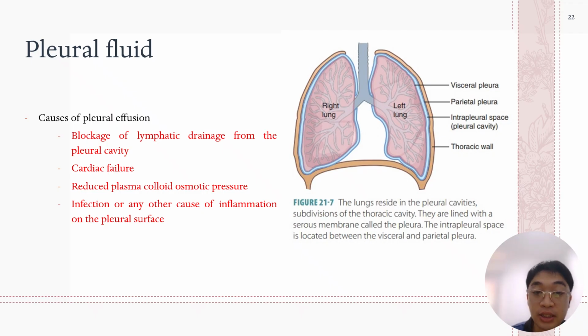There are multiple causes of pleural effusions. It can be because of a blockage of the lymphatic drainage from the pleural cavity. It can be cardiac failure. It can be a reduced plasma colloid osmotic pressure, as you probably know by now, and an infection or any other cause of inflammation on the pleural surface.